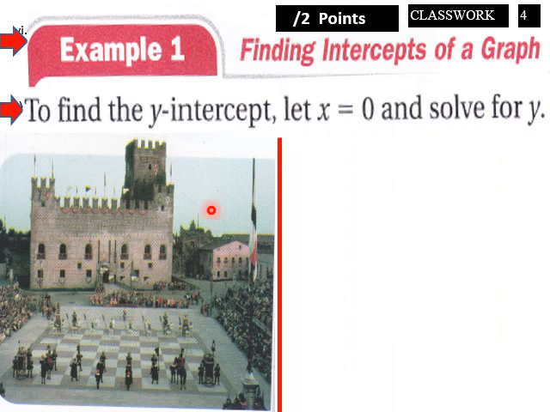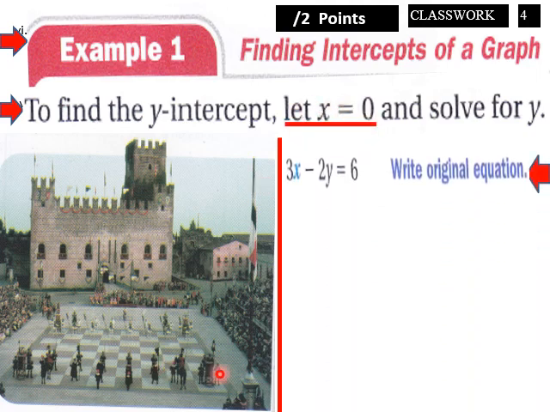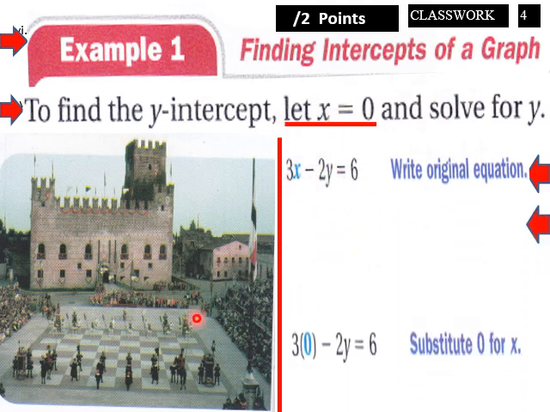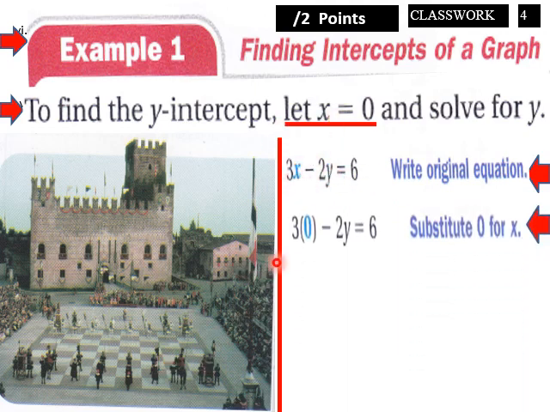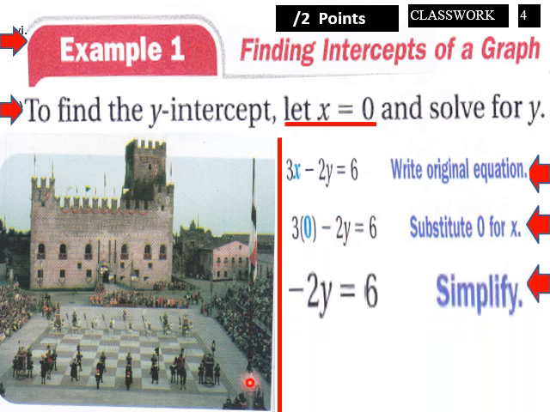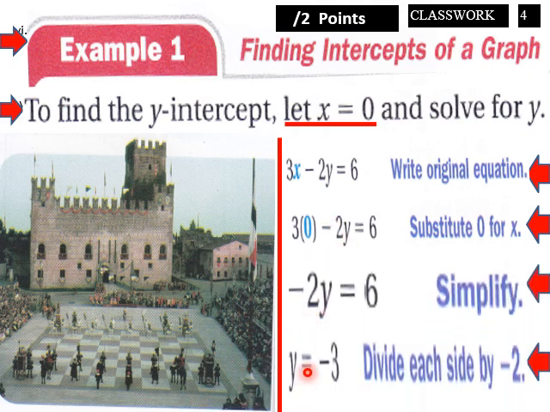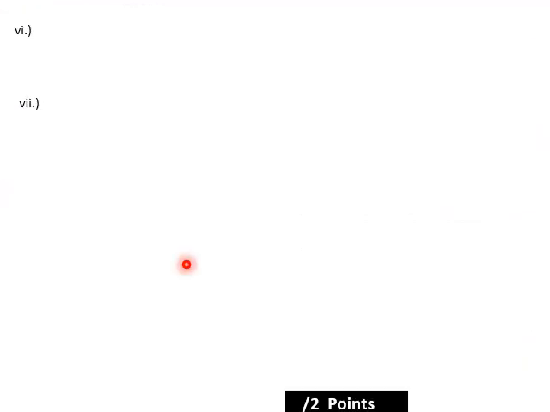Okay, example 1, find the intercepts of a graph. To find the y-intercept, let x equal 0 and solve for y. Here's our equation. Let x equal 0. So we plug in 0, we get -2y equals 6. We solve for y, and y equals -3. So when x equals 0, y equals -3, that would be our y-intercept.